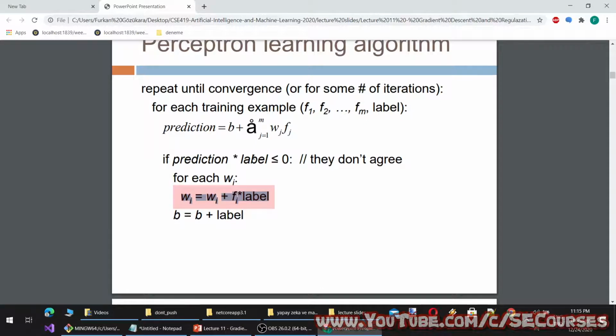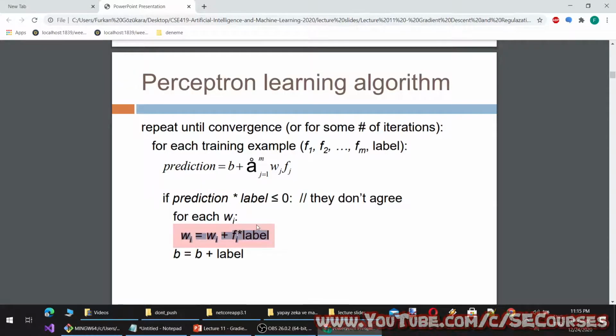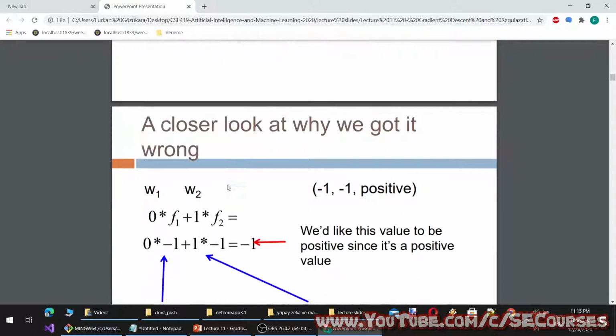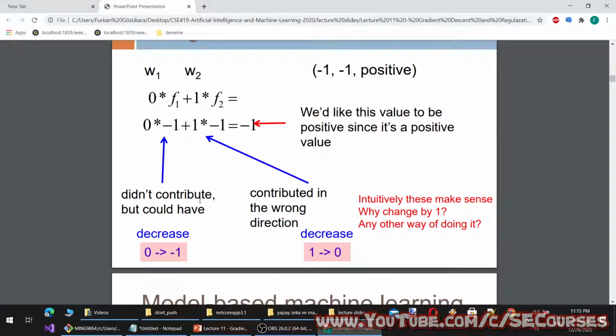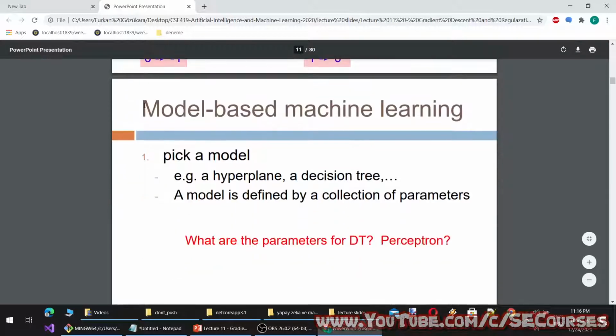So you see, if our prediction is wrong, in the perceptron algorithm we change the weight according to our prediction direction. If we have made a negative prediction, we change according to that. If we made a positive prediction, we change according to that. We have seen that. If a feature didn't contribute but could have, we increase the value. If it contributed in the wrong direction, we decrease the value. We saw that in the previous lecture, so I'm not going to explain it again.